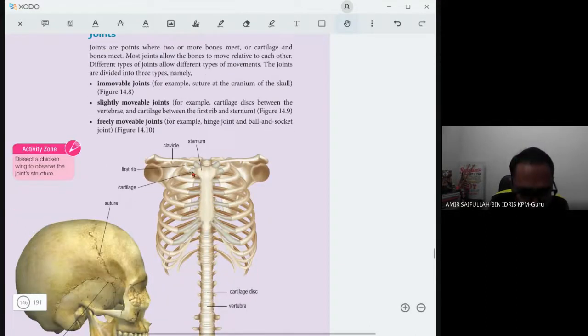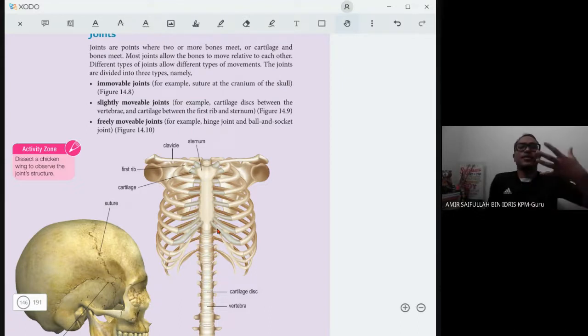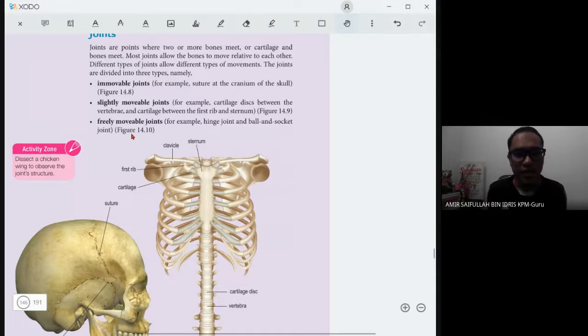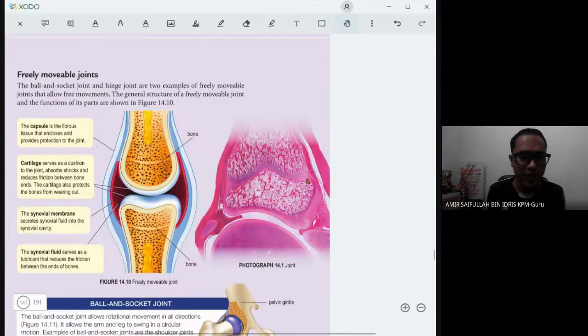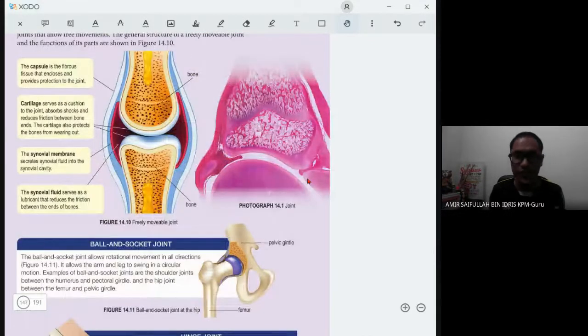There is cartilage here too. Why? Because you have learned about the intercostal muscles, the external intercostal muscles. They need to move during breathing in and breathing out, so there has to be cartilage. But it is only very slightly movable. And lastly, you have the freely movable joints, which are the hinge joints and ball and socket joints. Later we will look at what they are. So we rest for 5 minutes and then we continue later.